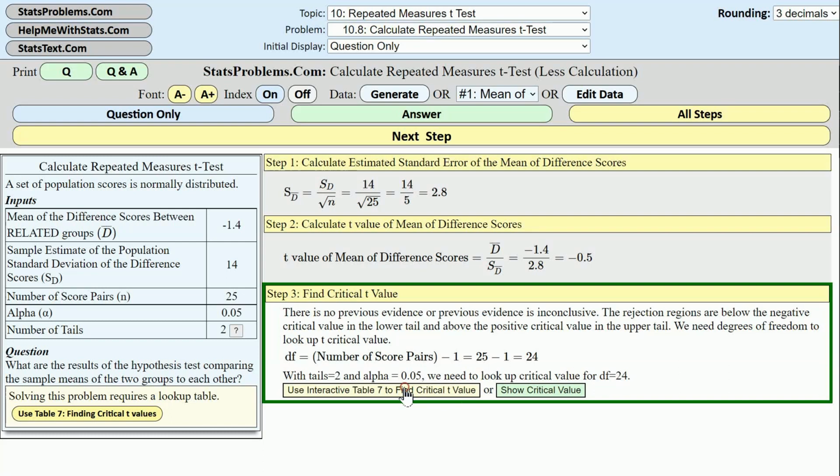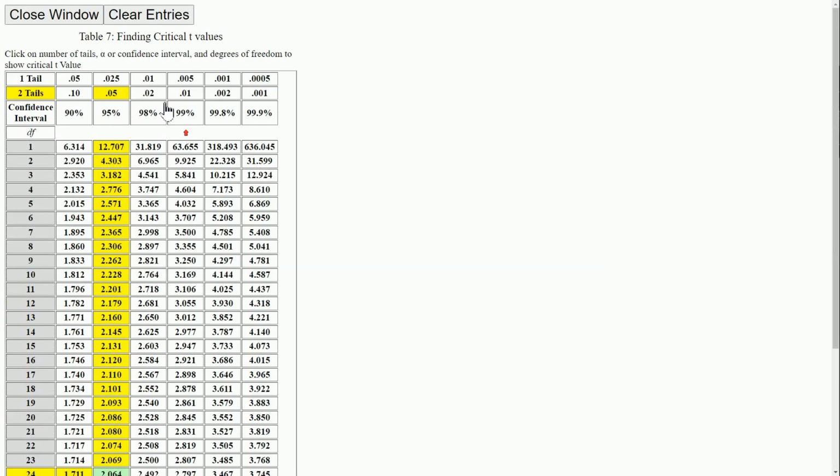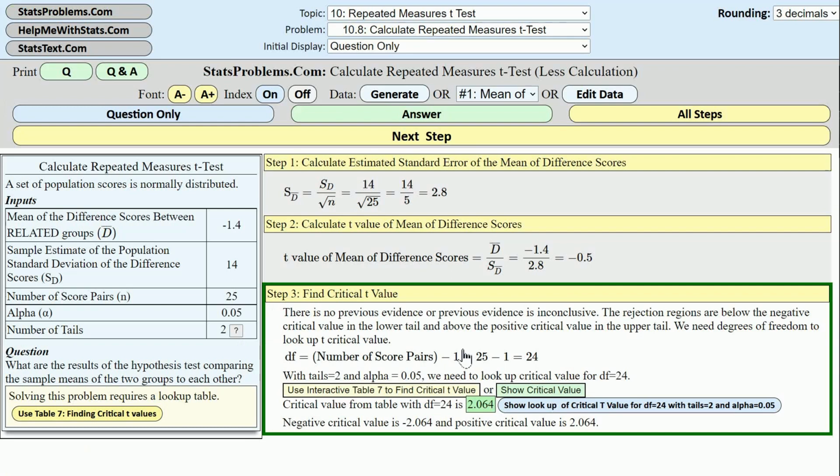Use interactive table 7 to find the critical value. With two tails and alpha equals 0.05, and df equals 24, use t equals 2.064 from the table below. Negative critical value is minus 2.064 and positive critical value is 2.064. We close this window to return to the analysis, which shows the negative critical value is minus 2.064 and positive critical value is 2.064 with two tails and alpha equals 0.05.